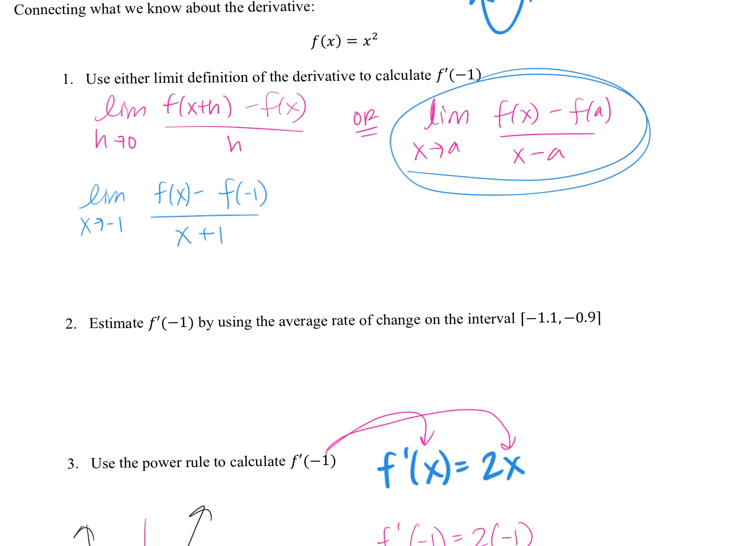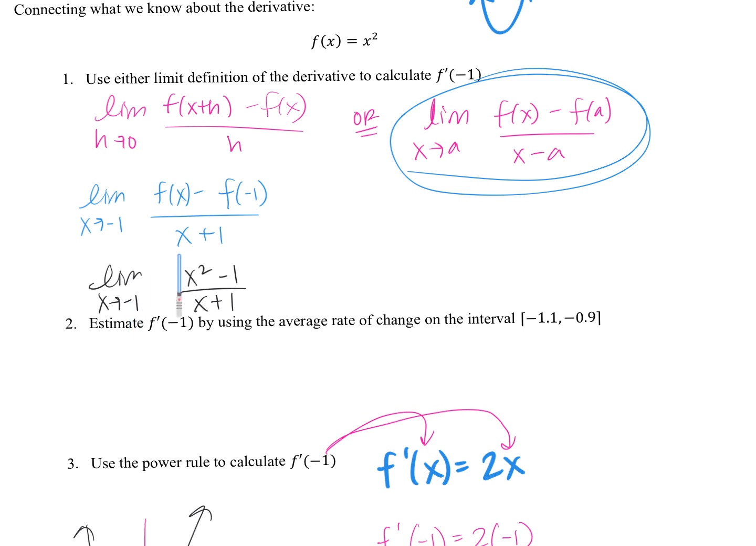Okay, so now this limit as x approaches -1. What was my function? What is f of x? X squared. Thank you, Cooper. It is x squared, minus f of -1. When I plug in a -1 there, -1 squared is going to get me 1. So we got x squared minus 1 over x plus 1 was already on the bottom.